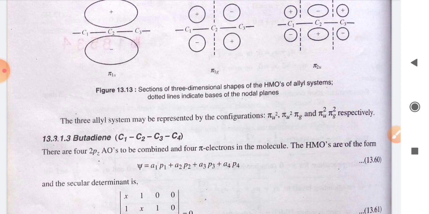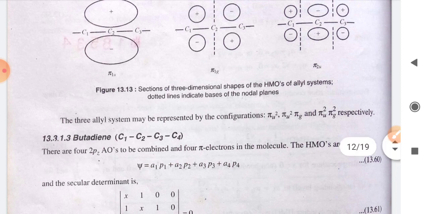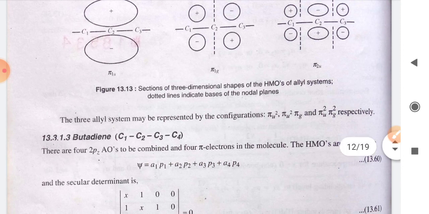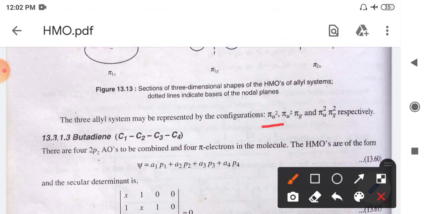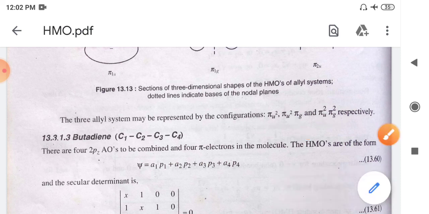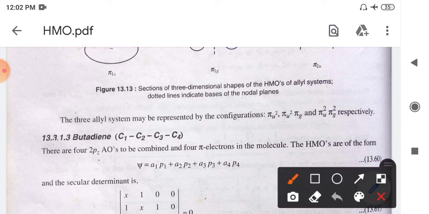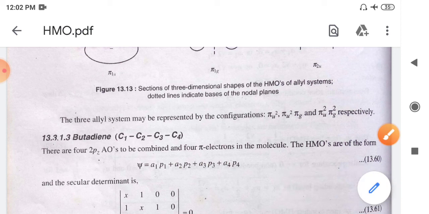Okay, so for the cationic system we can write the wave equation as pi u2, because the electrons will reside in psi 1. Next, for the radical system it will become pi u2 and pi g1, and for the last, which is the anionic form, it will be pi u2 and pi g2. Okay. So that is the allylic system. Next we are left with only the butadiene and benzene systems. We will see that in the next lecture.